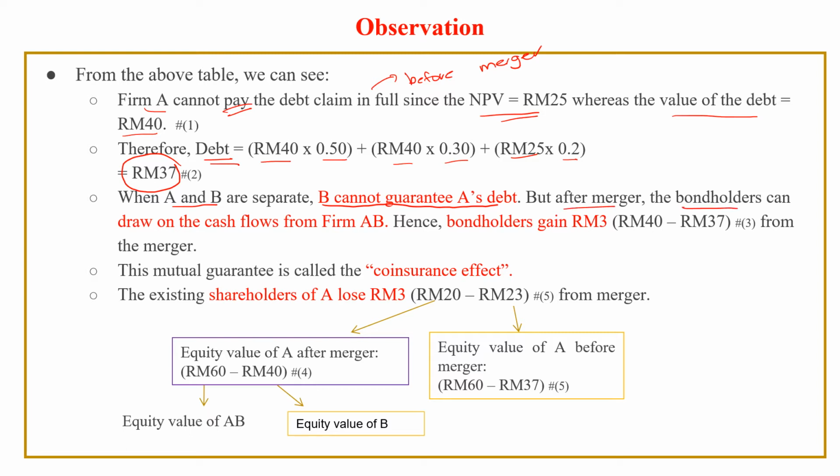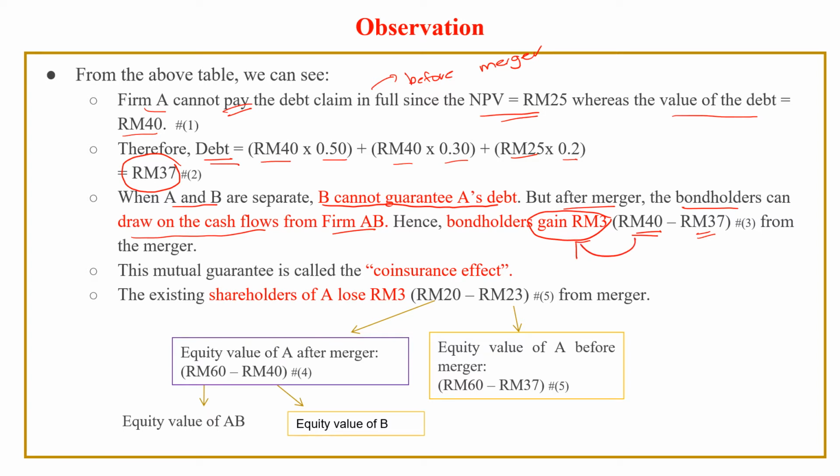But after merger, the bondholder can draw on a cash flow from firm AB. Sebab bila kita merge company A and B, the bondholder can able to get back their debt. So hence bondholder gain 3 ringgit. Okay, macam mana dia gain 3 ringgit? Kita ambil 40 ringgit. 40 is you tengok after merger dalam section market value debt. So 40 ringgit you minus with the before merger at the debt punya section, market value 37 ringgit. So from the merger, so dekat sini membuktikan dia dah gain 3 ringgit.